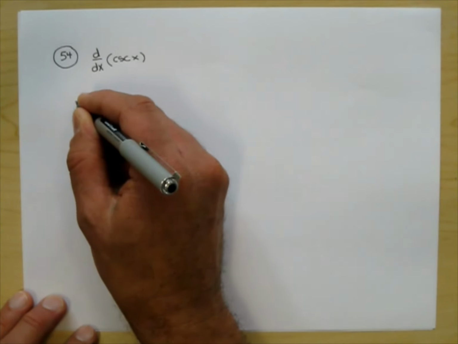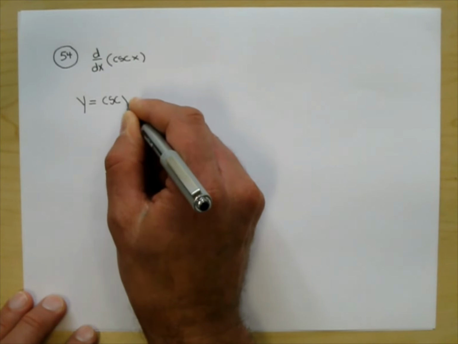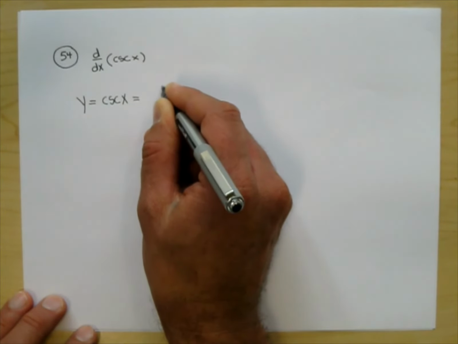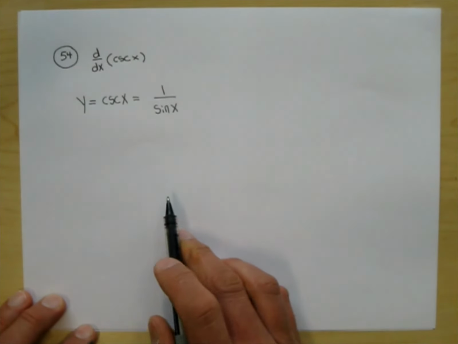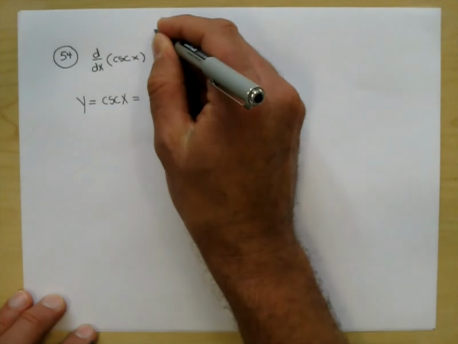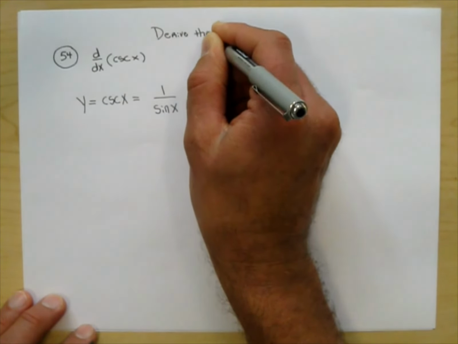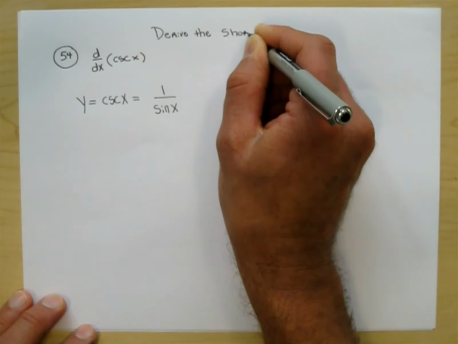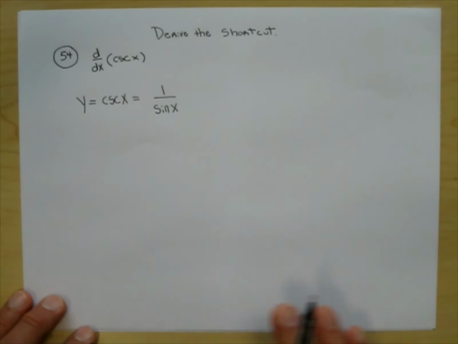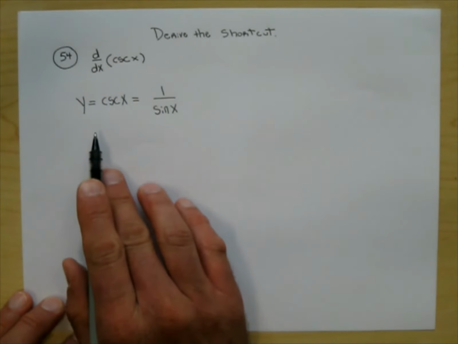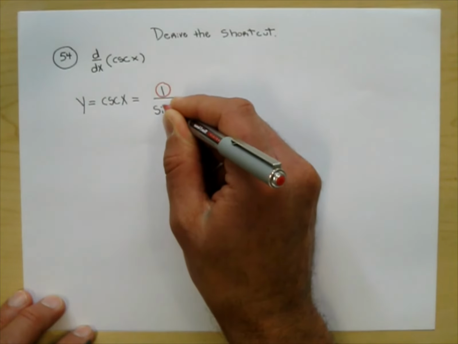What we want to do, let's write this out. y equals cosecant x. We want to write this as 1 over sine x, and we'll derive the formula. I don't know how they say it in the homework, but we're going to derive the shortcut. So this will be the fourth one that we derived in this video. How do I derive this? I use the quotient rule. There's the top, there's the bottom.